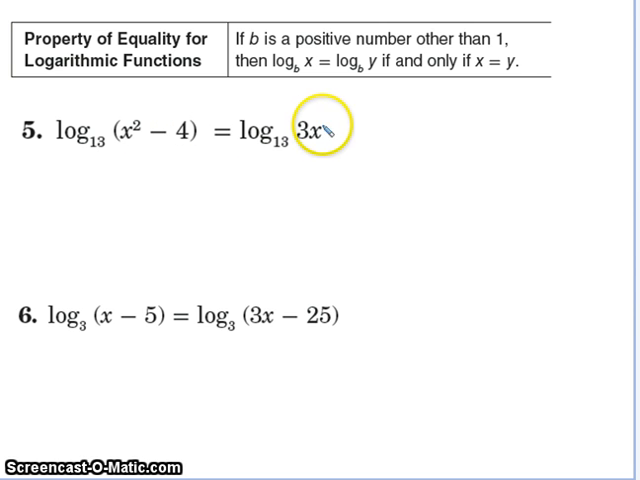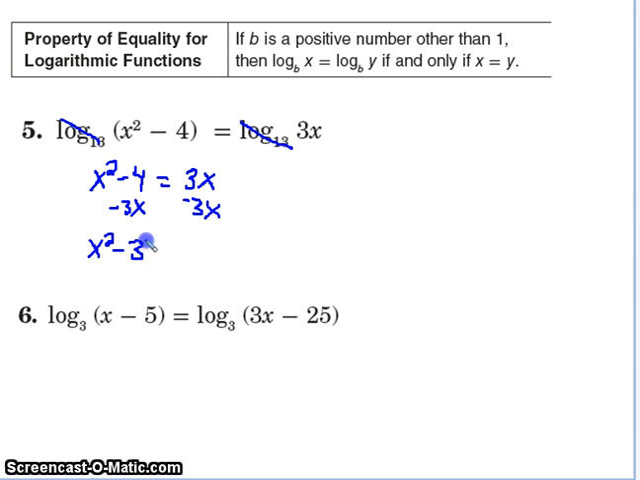So when we set these, because it's log base 13 and log base 13, we can actually set these equal to each other. So we get x squared minus 4 is equal to 3x. The logs kind of just cancel out for now. Now, in solving this equation, I hope some of you are starting to see some relationships here. We have a couple of ways that we can solve this. First, we have to get everything over on the same side. So we're going to subtract 3x from both sides. And that gives us x squared minus 3x minus 4 equal to 0.